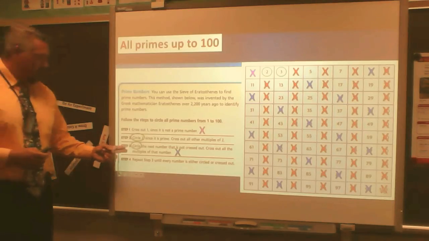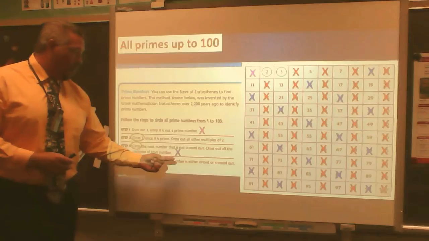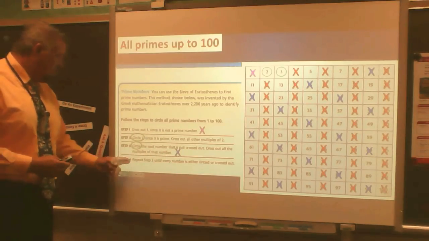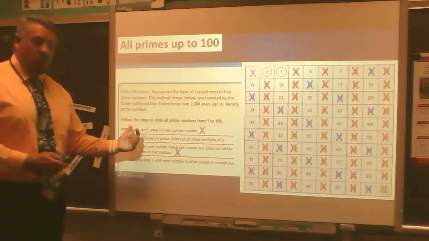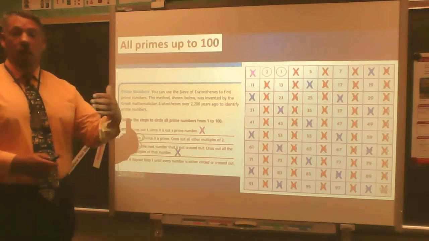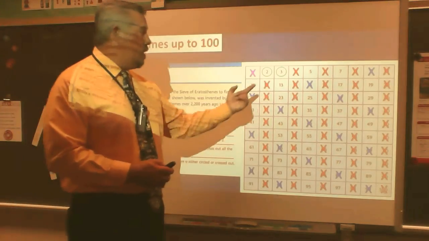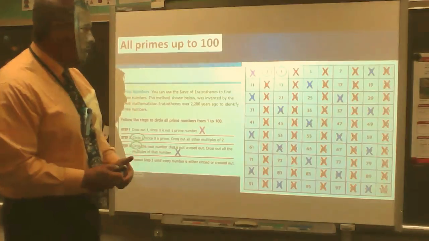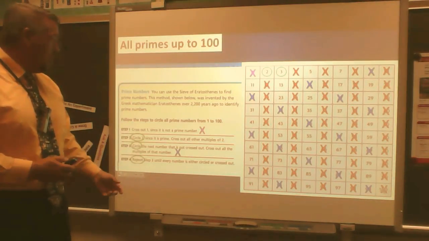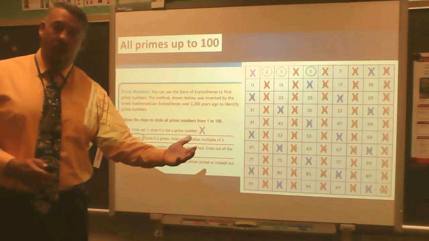So my next one tells me to repeat step 3 until every number is either circled or crossed out. All right, so repeat 3. Step 3 said to circle the next number that is not crossed out and cross out all of its multiples. Well, my next number that is not crossed out is the 5. All right, so if I circle it, because I know it has to be prime, then I'm going to cross out anything that is a multiple of 5.